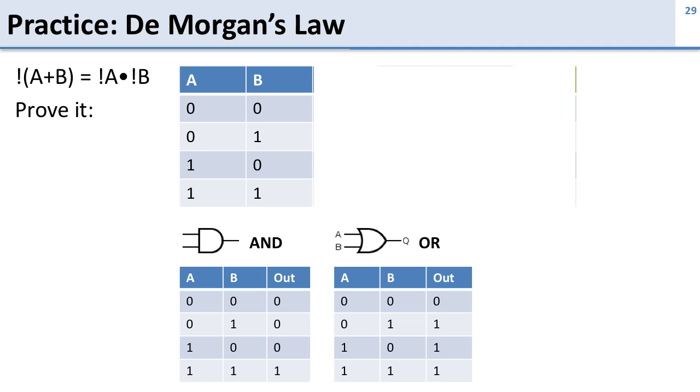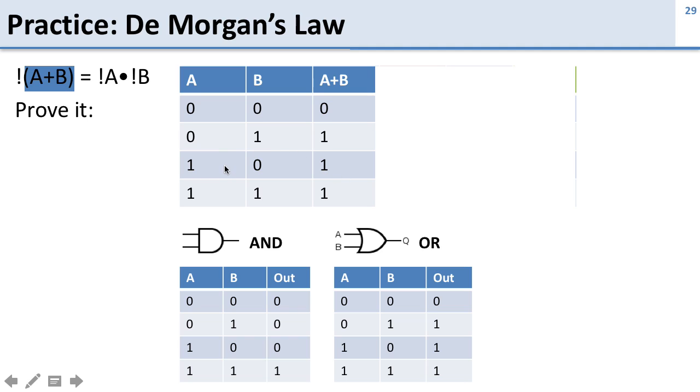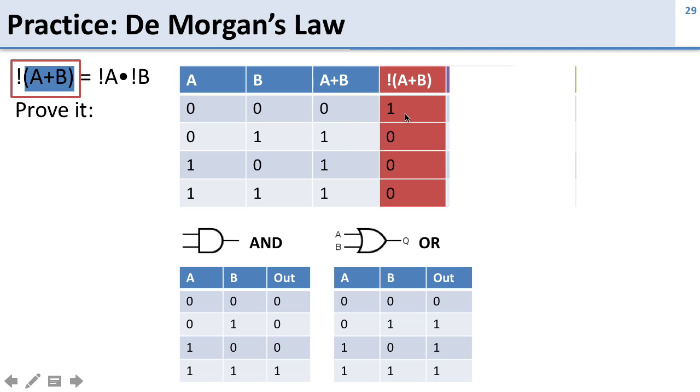All right, so to do this, here's A and B. Let's first start out by calculating A or B. So A or B is going to be true when either A or B are true, so in these cases. And now let's show what not (A or B) is. So we'll invert that. So here's not (A or B), and we see it's just true in this case, when neither A nor B are true.